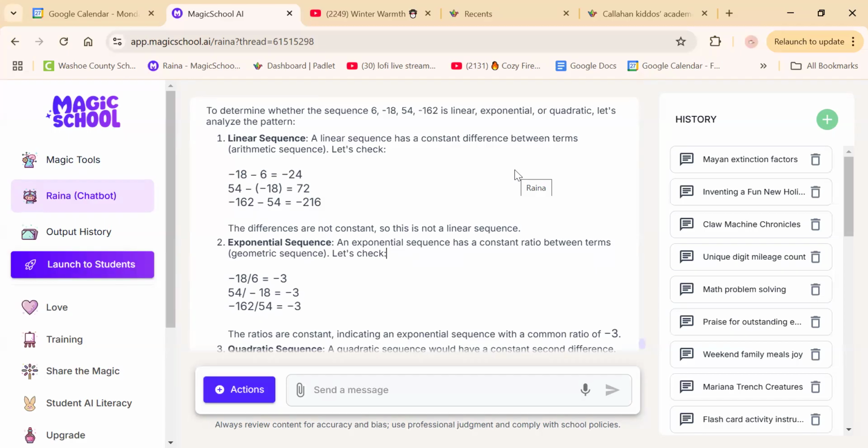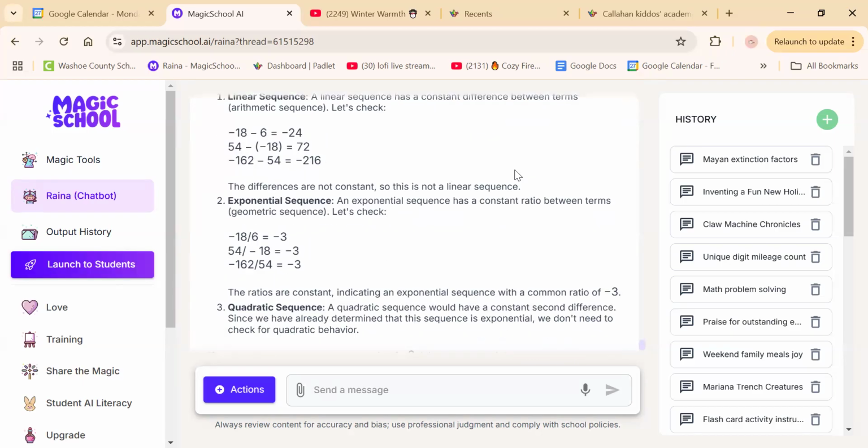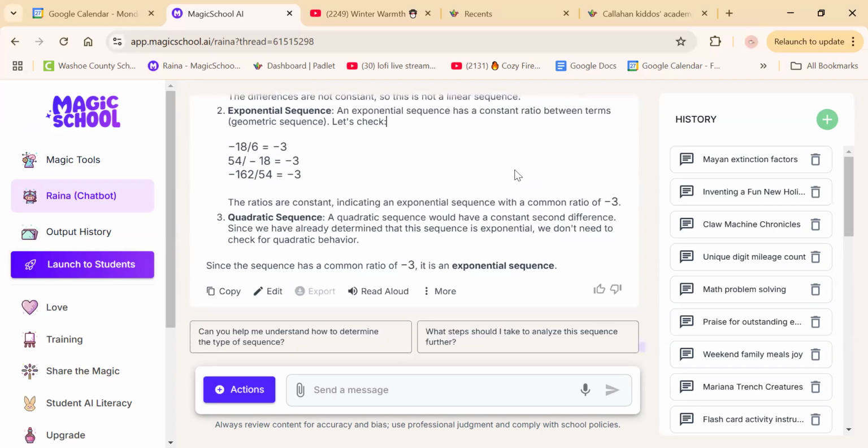So here, negative 18 divided by 6 is negative 3, right? 54 divided by the next number, negative 3. Negative 162 divided by this gives you this. Are these consistent? It has a consistent ratio. So the ratio is consistent, indicating the exponential sequence has a common ratio of negative 3. Do you see that? Okay.